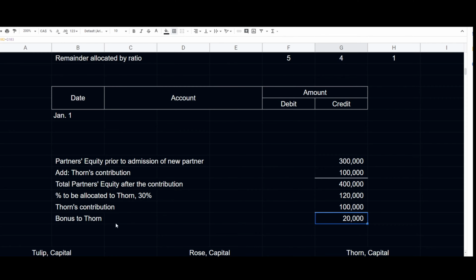Let's take a look at how this transaction would be recorded. From the partnership's perspective, cash is brought into the business. The amount of cash was $100,000. The pre-existing partners, Tulip and Rose, both agreed prior to admitting this new partner to share profits and losses equally. This little bonus will be split equally amongst them. Their capital balances will go down.